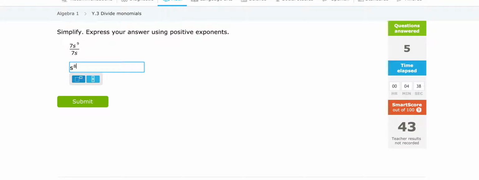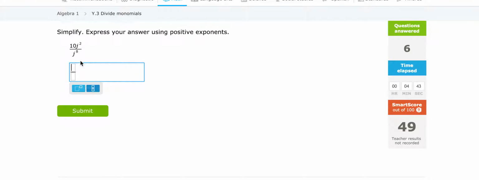Over here, s to the 8th. Over here, notice there are more j's on the bottom, and there are no constants that really cancel out. So we have 10, and then over j to the 6th power. Notice, again, properties of exponents. I have 2 j's on top, 8 j's on the bottom. I'm going to cancel out 2 of them from top and bottom. That leaves me with just 6 in the denominator.